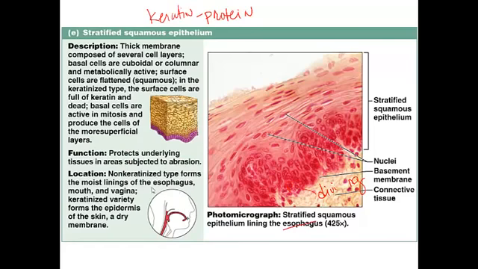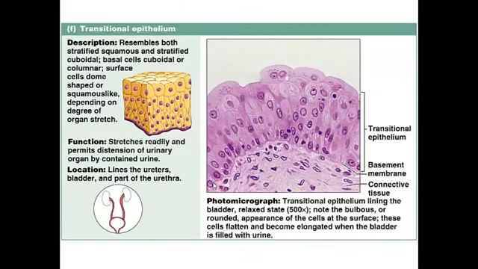So one of the big things that you need to know for your test is the various locations where we find these different types of cells. So kind of use these slides as flashcards to study from. The next slide is showing transitional epithelium. You're not going to be responsible for stratified cuboidal epithelium and stratified columnar epithelium, as there's not very many examples of this in the body.